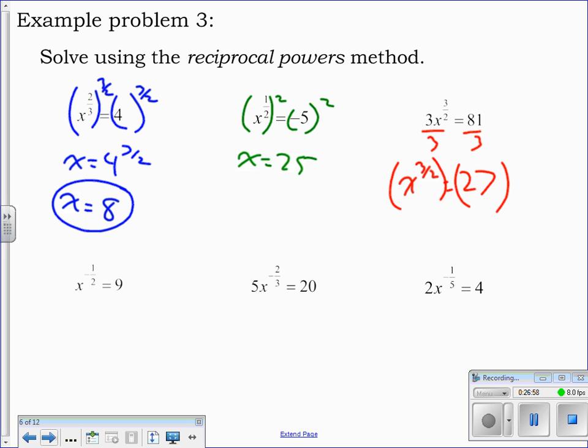What times 3/2 gives me 1? 2/3. So I raise them both to the 2/3 power. I get x equals 27 to the 2/3. The 3 in the denominator means cube root. Cube root of 27 is 3. The 2 in the numerator means I square it. 3 squared is 9. x equals 9.